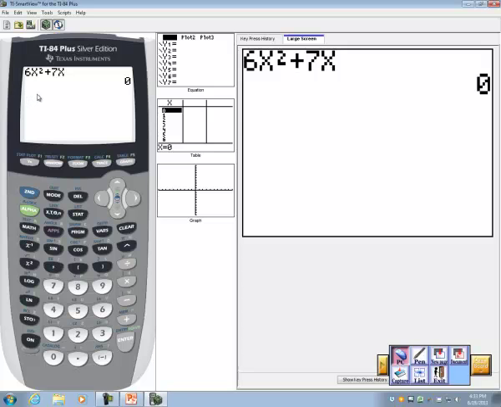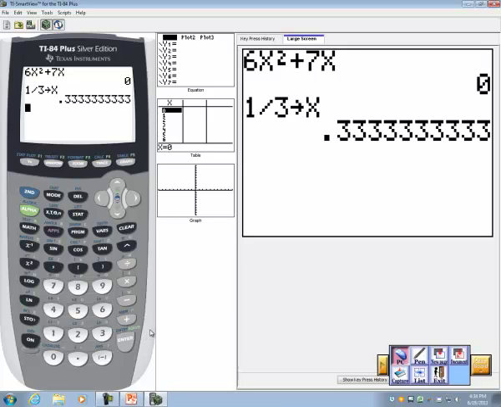we have a solution of 1/3, right? 1 over 3. And we're going to store that into x. Store it into x and hit enter. Okay, and we get 1/3. So now when we put that into our original equation, we get 3. So we can say that 3 equals 3.